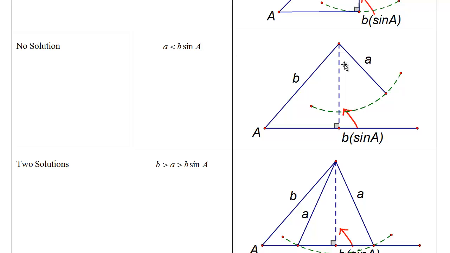If A is less than this altitude, so if it's less than B times the sine of A, you see what happens here is it doesn't even extend far enough to intersect this third side. So this arc right here represents this side A swinging, and it will not intercept to create a triangle. So if this value is less than B sine A, you actually have no solution.